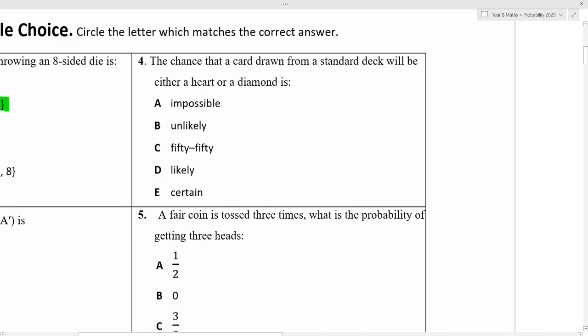Okay, now, the chance that a card drawn from a standard deck will either be a heart or a diamond. Okay, so hearts, there's 13 hearts in a deck. How many diamonds are there in a deck? 13. So we're happy with hearts, we're happy with diamonds. So that's going to be 26 out of 52, which, how would we describe that? The answer is 50-50. A heart or a diamond. So we're happy with either. Yeah?